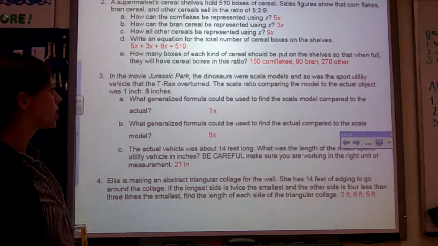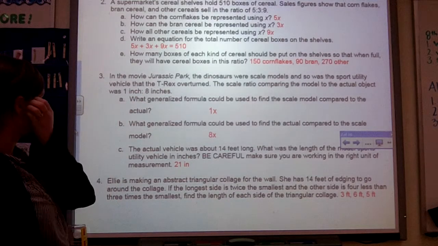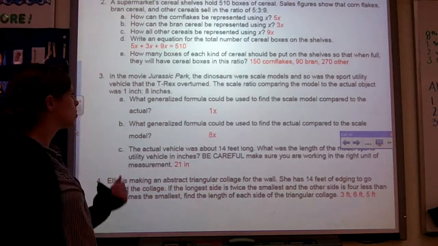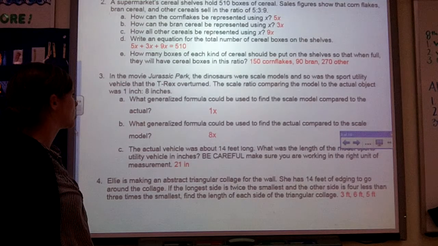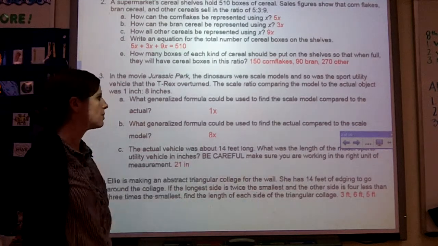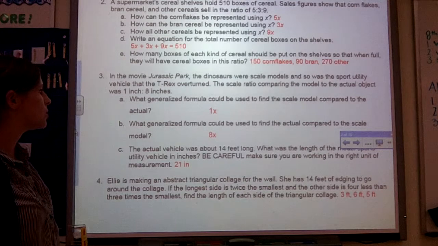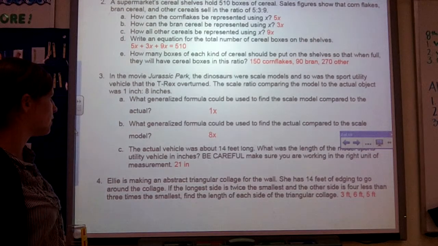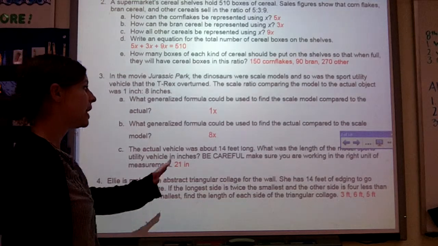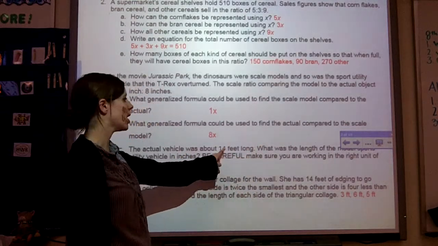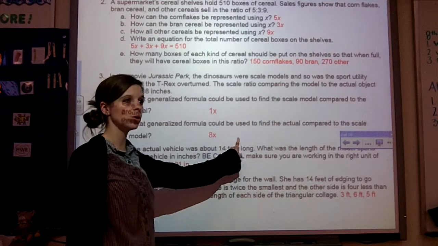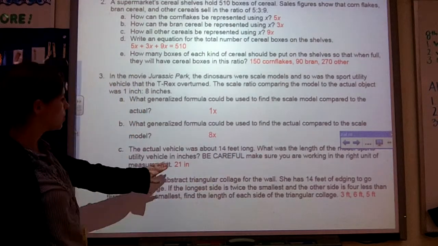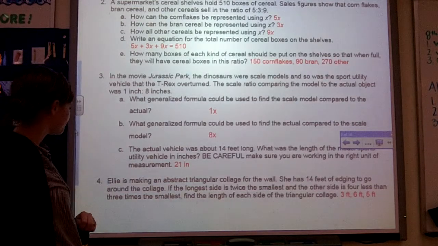What generalized formula could be used to find the scale model compared to the actual model? You would use 1 times X. And what generalized formula could be used to find the actual compared to the scale model? That would be 8 times X. The actual vehicle was about 14 feet long. What was the length of the model sports utility vehicle in inches? Be careful to make sure you are working in the right unit. You needed to convert this 14 feet into inches first, and the correct answer would be 21 inches.